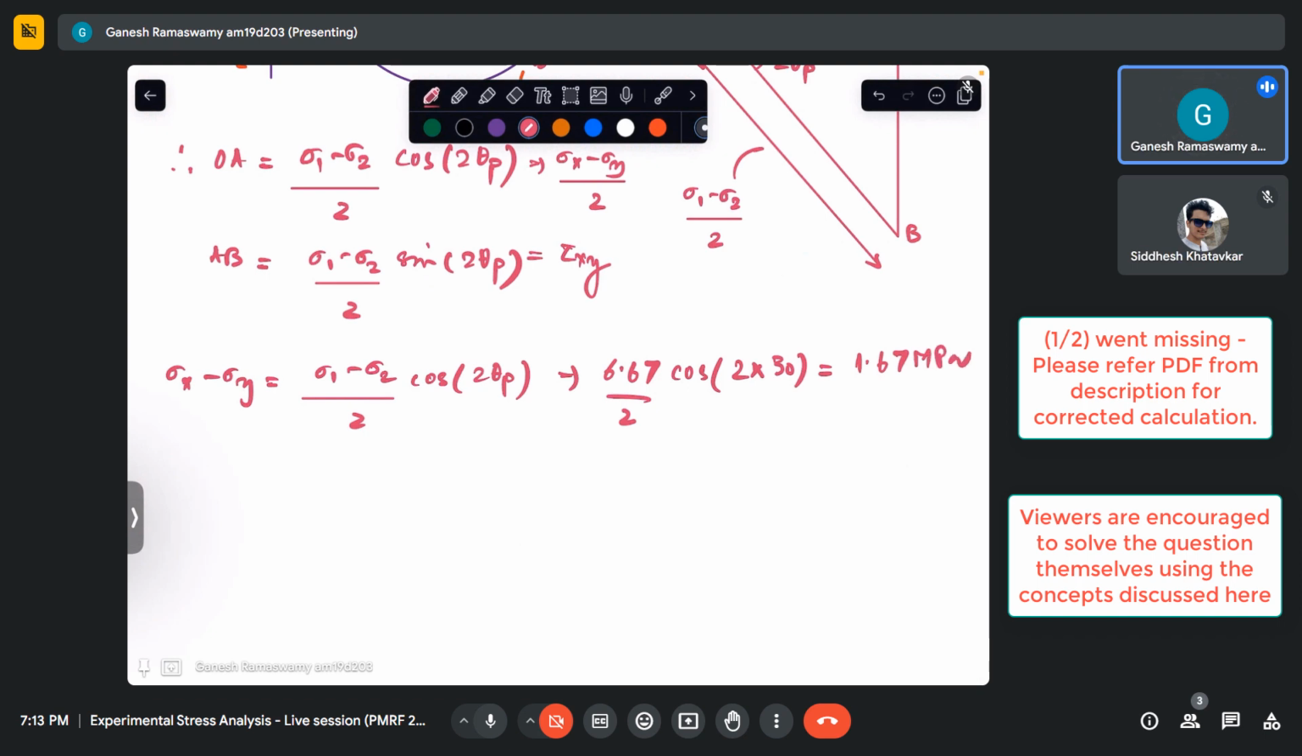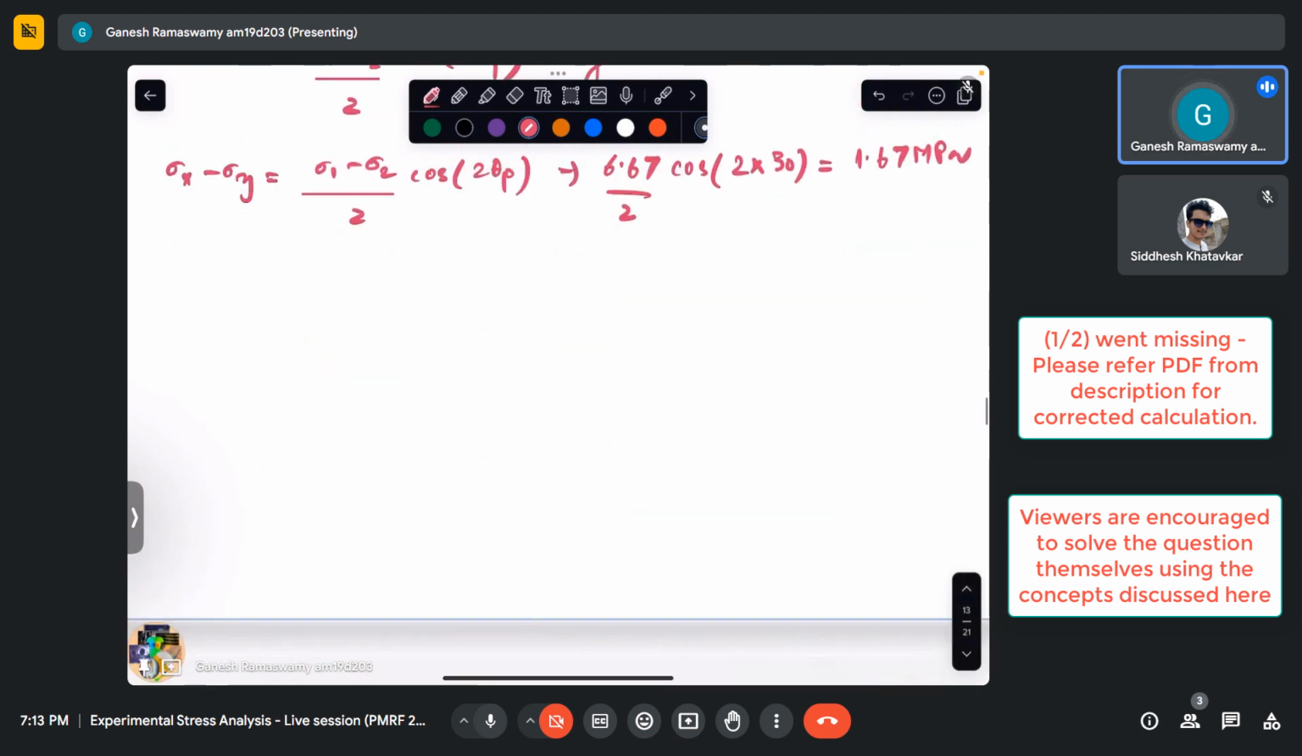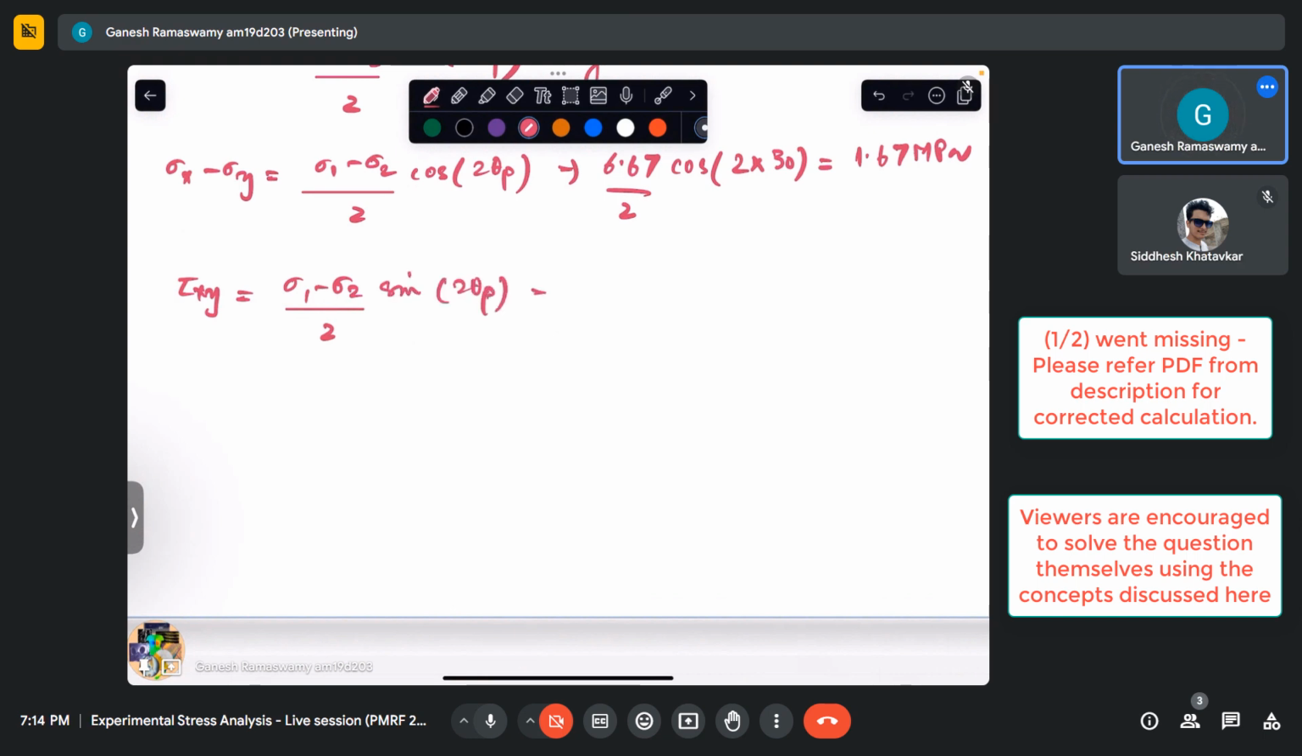Very well. I hope the calculations are okay. I encourage you to check that along with me. Anyway, by 2 into cos 2 theta p, yeah, 5 by 3, looks okay. Tau xy is (sigma 1 minus sigma 2) by 2 sine 2 theta p, which is 6.67 by 2 sine 2 into 30. So 40 by 6 by 2 into sine 2 into 30 gives me 0.348 MPa.